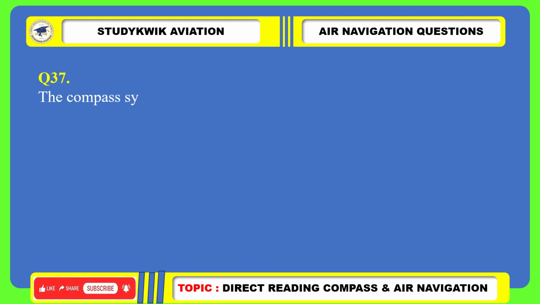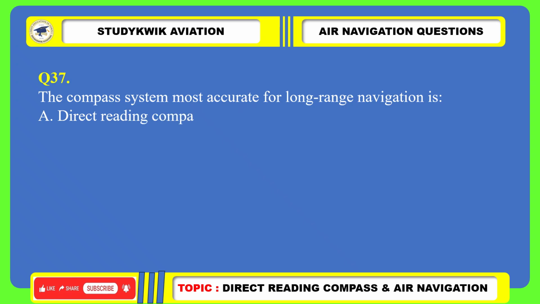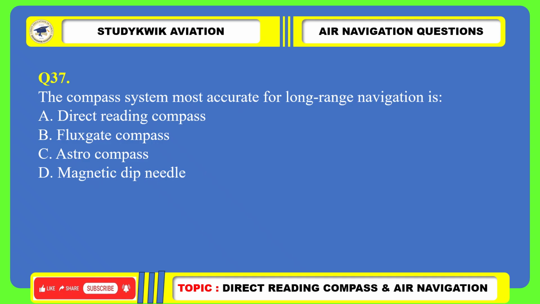Question 37. The compass system most accurate for long-range navigation is: direct reading compass, flux gate compass, astro compass, magnetic dip needle.